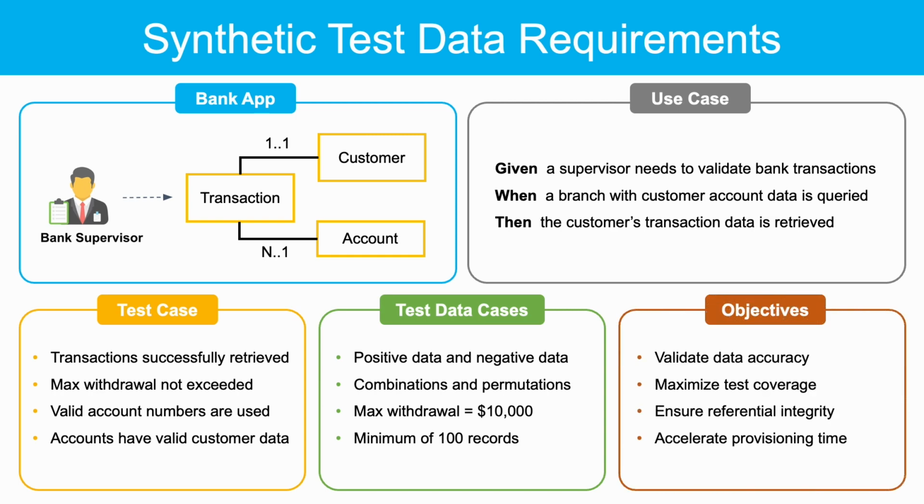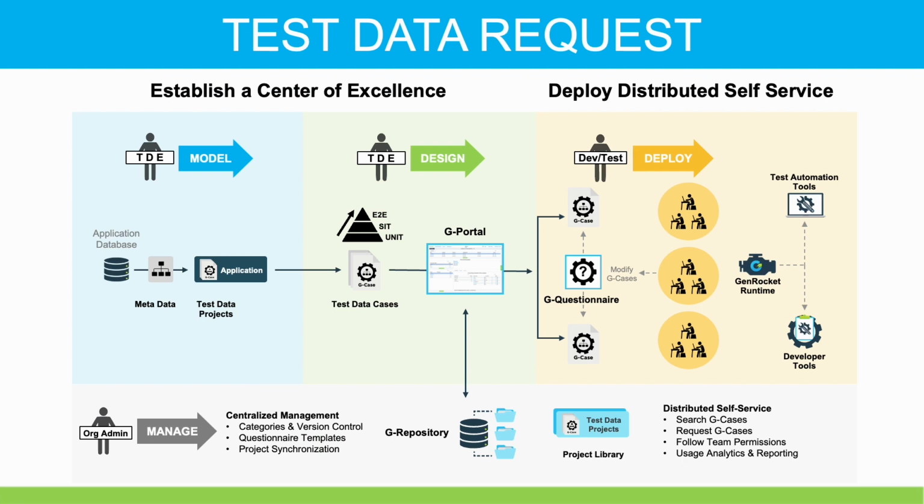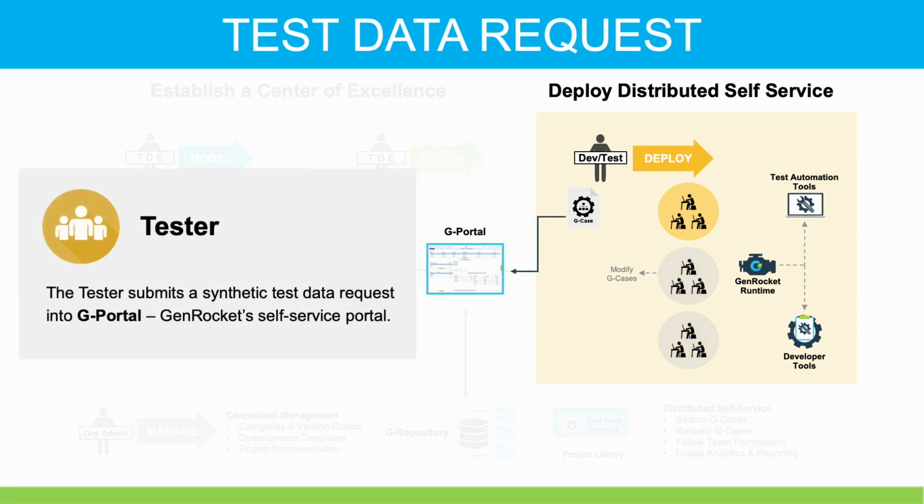So let's walk through the example of how that request goes in, and let's give you a demo of how that works. First of all, we're going to go to the test data request part. In the upper right-hand side here, again, this is coming from the developer or tester needing the data and putting in a request, and they're going to come into that central portal. We call it G portal. It's G for GenRocket. That's our self-service portal. Let's go to the demo to see how that request comes into GenRocket.